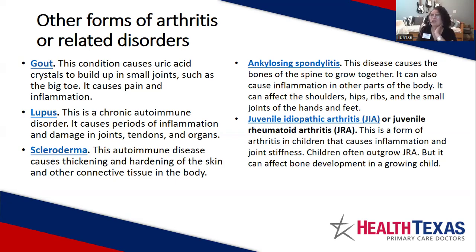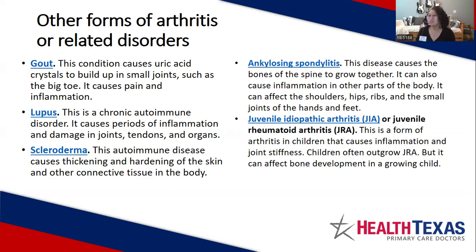Ankylosing spondylitis. This disease causes the bones of the spine to grow together. Those bones fuse. It can also cause inflammation in other parts of the body. It can affect the shoulders, the hips, the ribs, and the small joints of the hands and the feet.